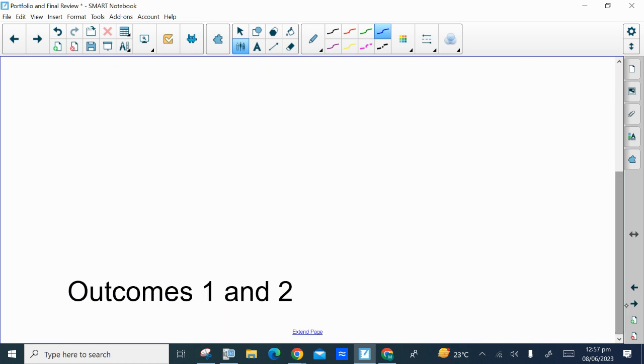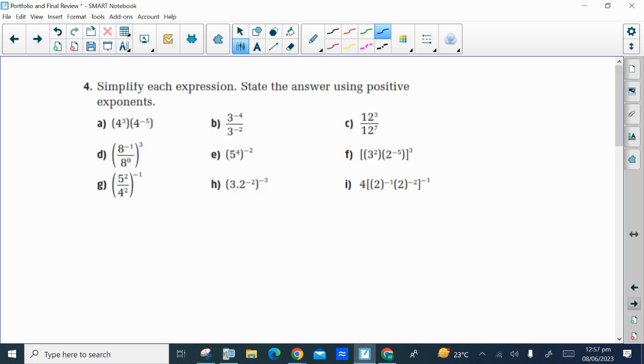Okay, so on to the next page, talking about the laws of exponents. You want to simplify these. When you're multiplying powers with the same base, you add the exponents and the base stays the same. So that's what you'll do. You'll add the exponents and the base stays the same.